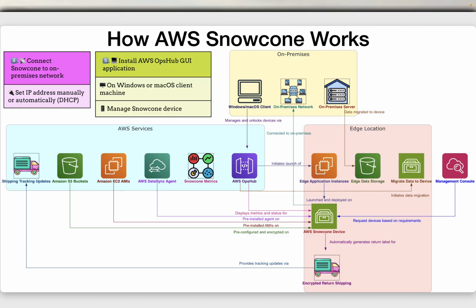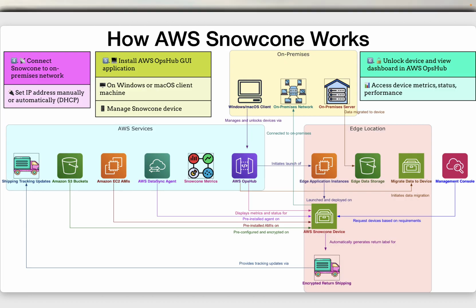Then there is AWS Ops Hub, which is a software or an application. AWS Ops Hub for Snow Family, a graphical user interface application, must be downloaded and installed on a Windows or Mac OS client machine, such as a laptop or desktop, to manage the Snow Cone device. So you connect this from your computer to the Snow Cone device, which is the actual physical device. After opening AWS Ops Hub and unlocking the device, users can access a dashboard that displays the device and its system metrics, allowing them to monitor their device status and performance.